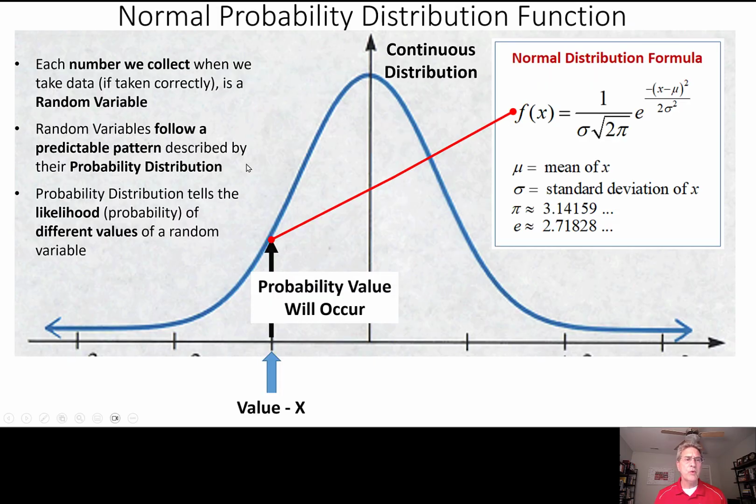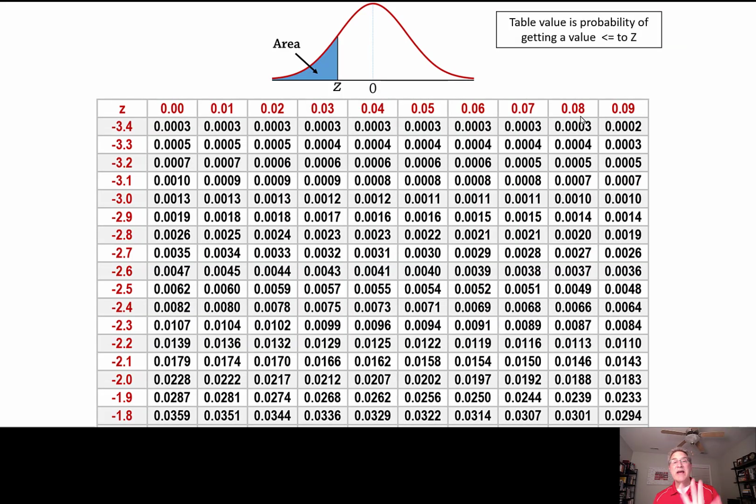We saw this before. Here's a normal distribution. It's symmetric. The greatest probability is here in the middle. It tails out. We saw that the whole thing is 1. We can subtract to get other probabilities, and this is the function that describes it. But we don't have to do that because we have tables like this.